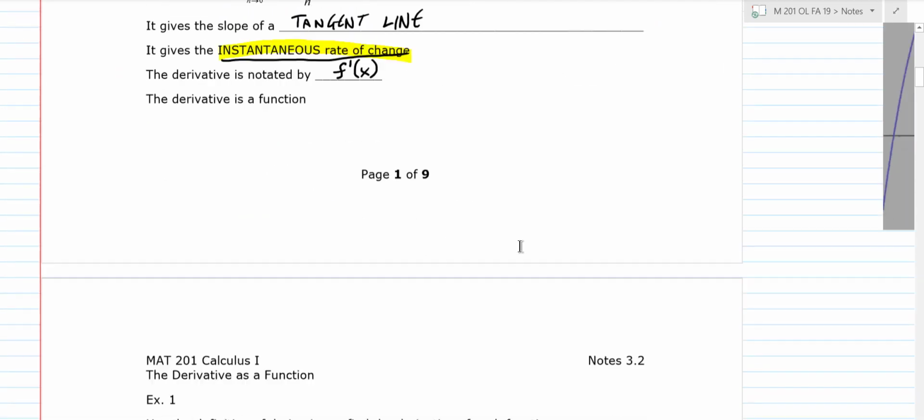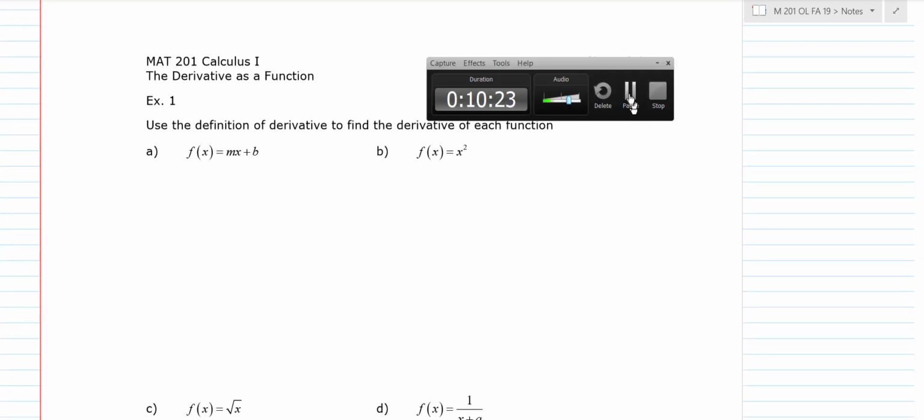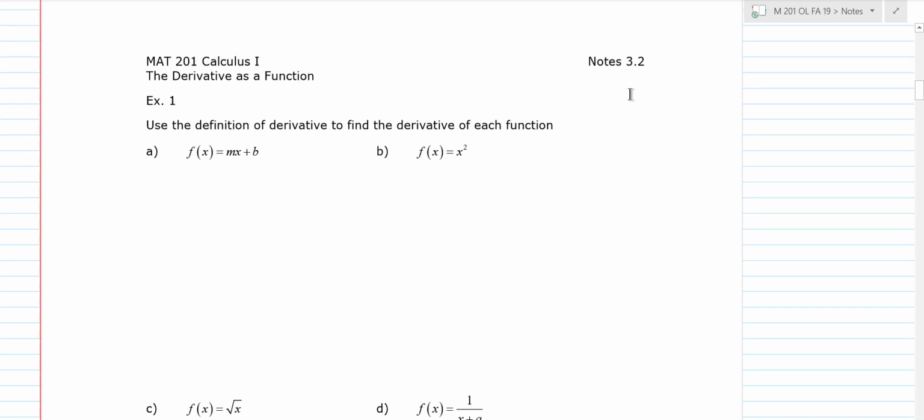Okay? All right, now we're going to move to the second page on our notes. We're going to go over some basic derivatives. Now, when we get to the next section, I'll be going over derivative rules, and we'll kind of get away from doing this difference quotient.